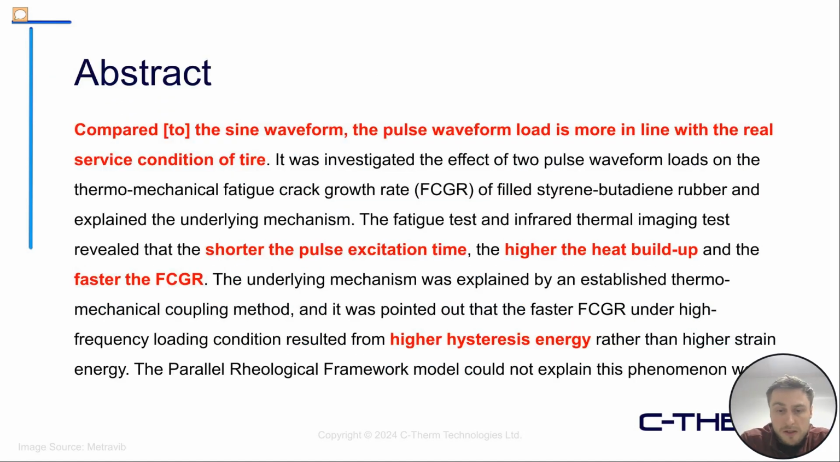So what the group decided to do was they compared a sine waveform to a pulse waveform, which is more in line with real service conditions of a tire. One point on the tire is only excited for a very small amount of time, and then it has no loading condition until it makes contact with the road again, and then that loading condition starts. So it's not really a sine wave that the tire is seeing. It's more of a pulse signal.